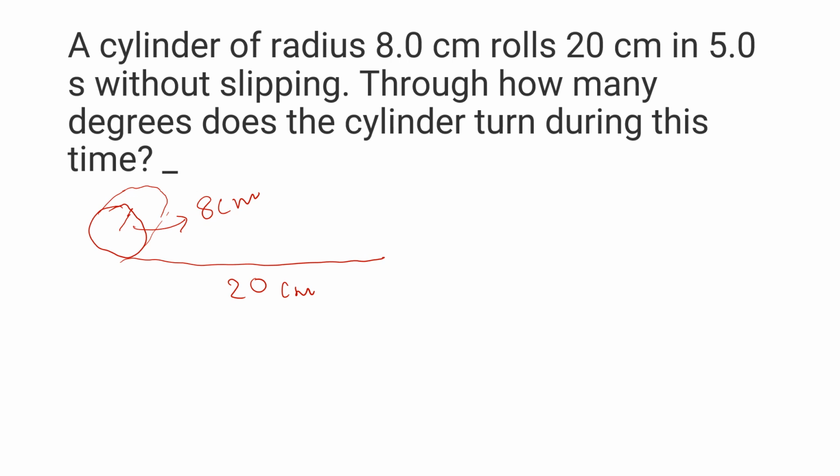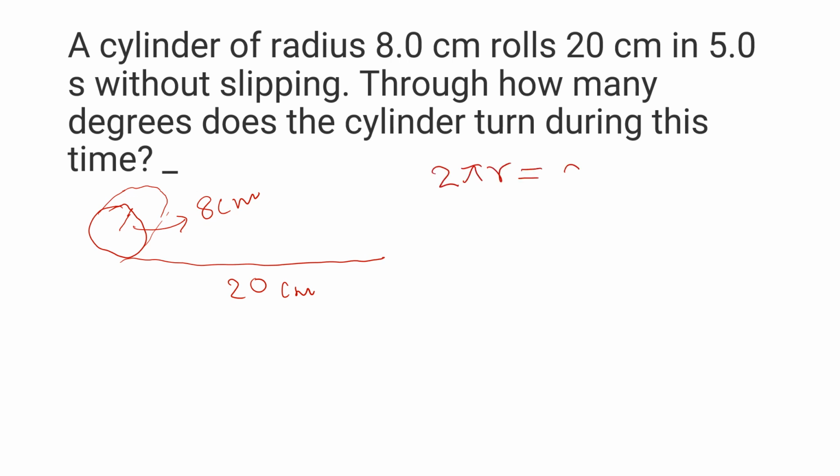So that is one circle. So we need to find out how many such circles or how many such revolutions it has completed when it rolls the full distance of 20 centimeters. To find that, we need to calculate the amount of distance it covers for one revolution. For one revolution, the distance that it covers is equal to the circumference of the cross-section of the cylinder, which is a circle.